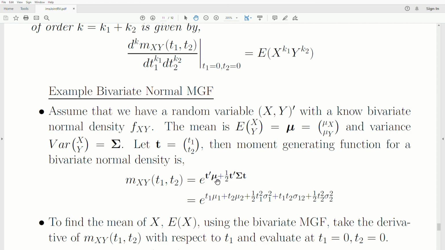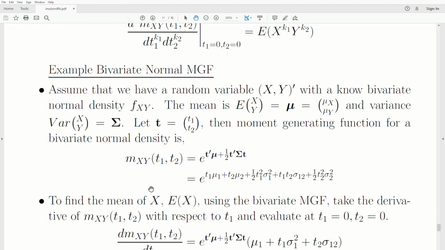Now, going from this line to this line, instead of calling it mu x, mu y, I call it mu1 and mu2. And I'll correct that in the hard copy. But then this expression, of course, is correct. If you multiply that out, you get these three terms.